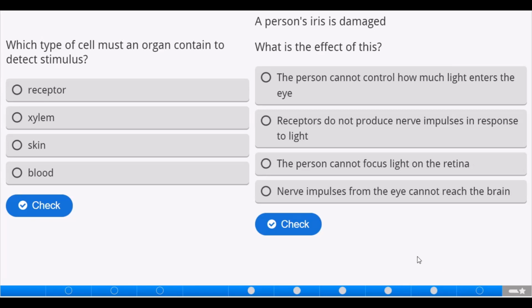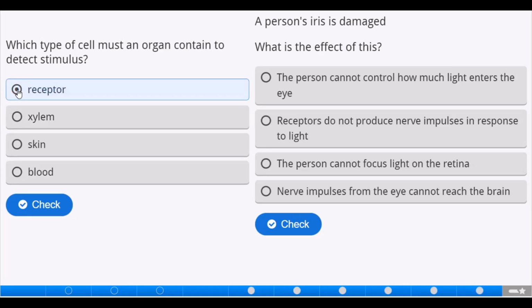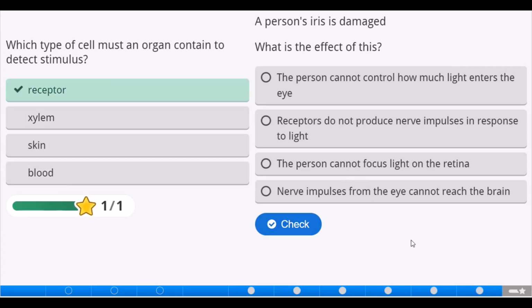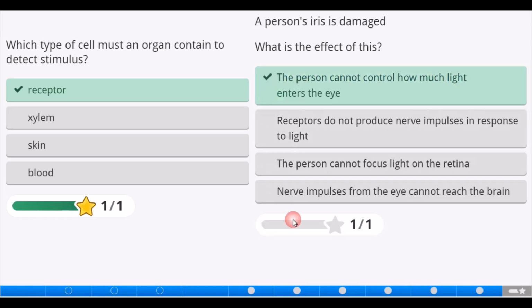Which type of cell must an organ contain to detect stimulus? Receptor. Yes. A person's iris is damaged. What is the effect of this? The person cannot control how much light enters the eyes. Receptors do not produce nerve impulses in response to light. The person cannot focus light on the retina. This will be the answer.